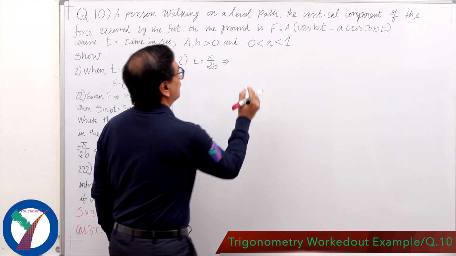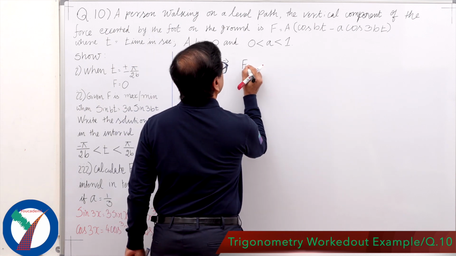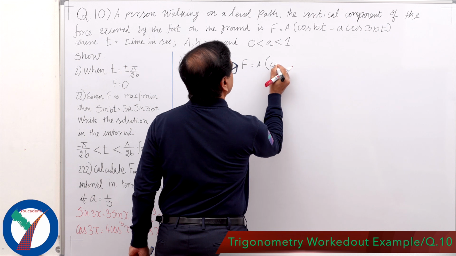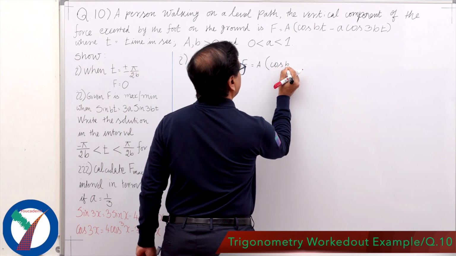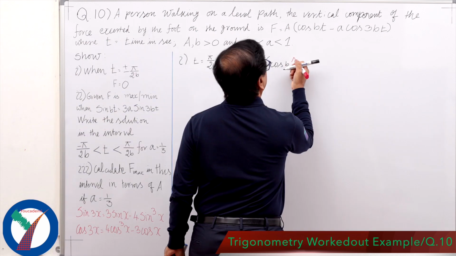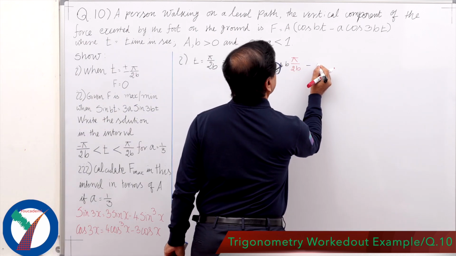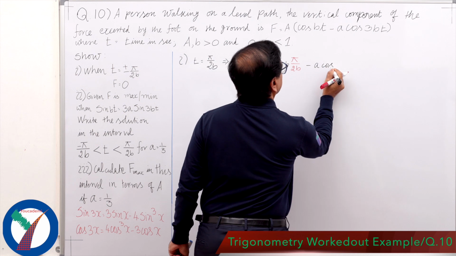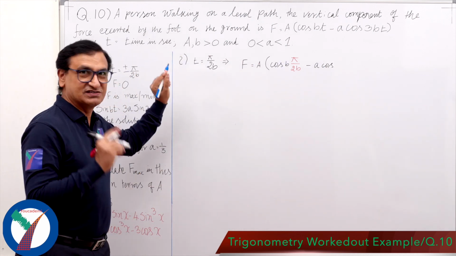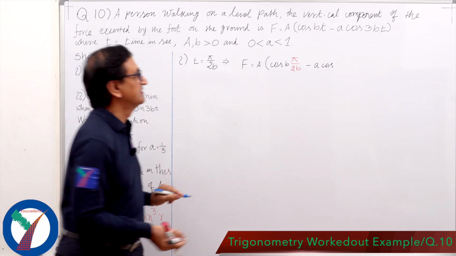That implies force F equals A multiplied by cos b, in place of t, I have to write pi by 2b, minus a cos 3bt. So again, in place of t, I have to write pi by 2b.